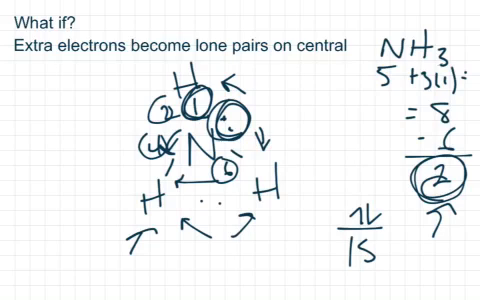If I took electrons away, it means I would not bend things farther away. It means that it would reduce the angle between them. And if I take electrons away, everything can spread out more.